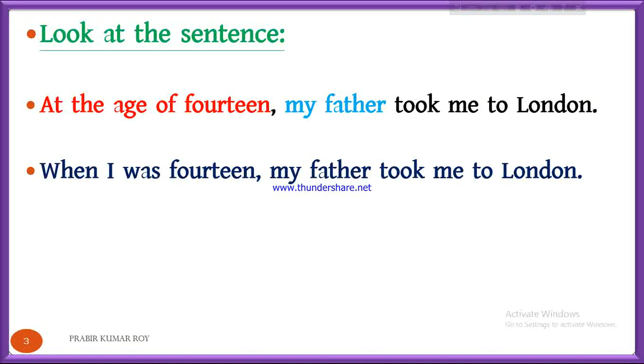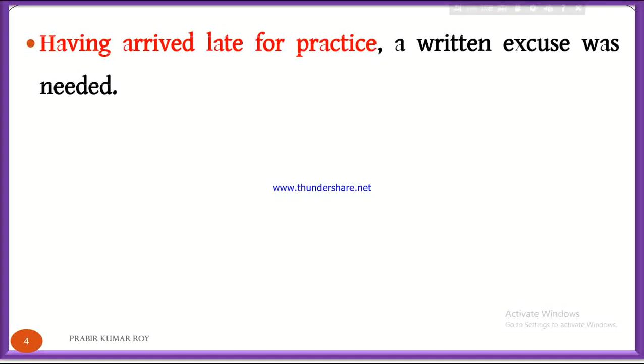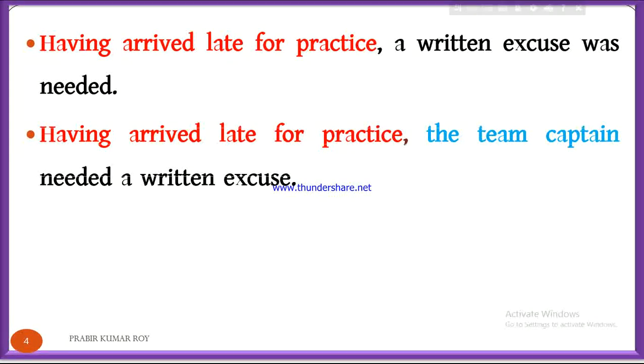Now let us go to another example. Having arrived late for practice, a written excuse was needed. Here, having arrived late for practice is a dangling modifier. Why? Because who arrived late? This is not clear. So we have to add something, namely the person who arrived late. So if we say, having arrived late for practice, the team captain needed a written excuse, then it is okay.